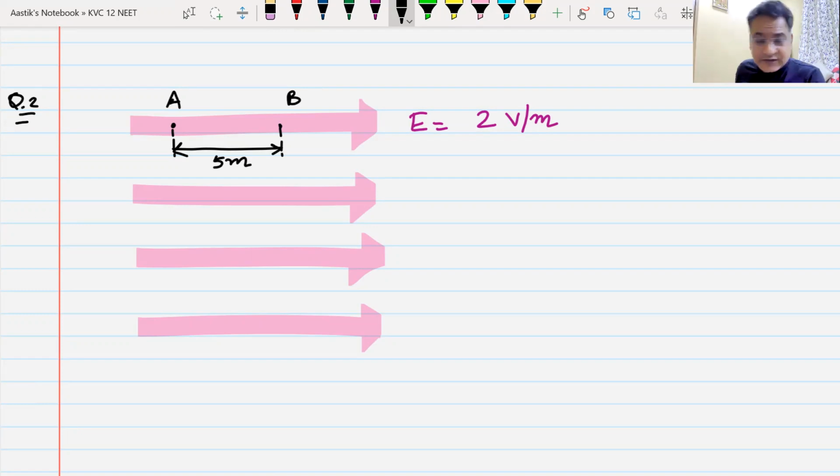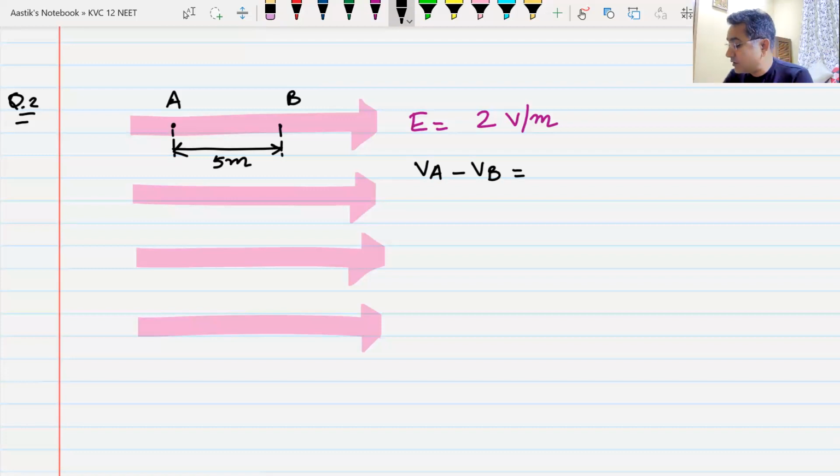Abhiram has already come up with an answer. Potential difference between A and B. A is at a higher potential. What is the potential difference between A and B?